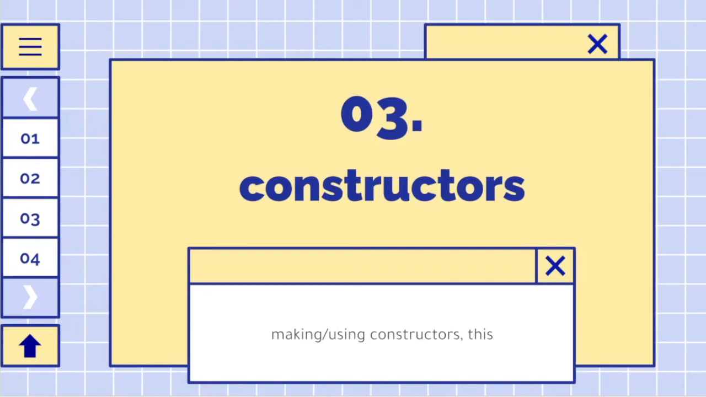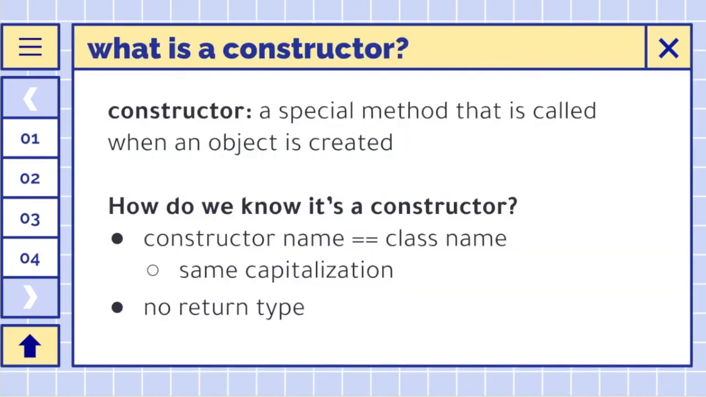Finally, let's look at constructors. So we're going to be looking at making and using constructors and this. So first off, what is a constructor? Well, a constructor is a special kind of method that is called every time an object is created.